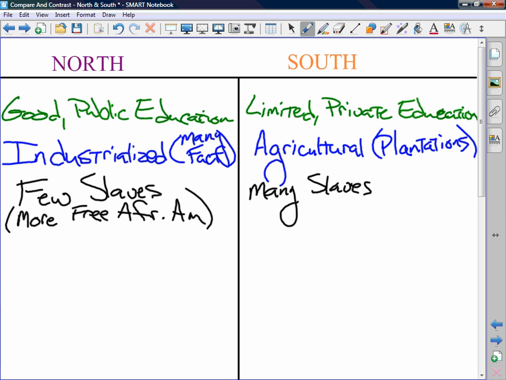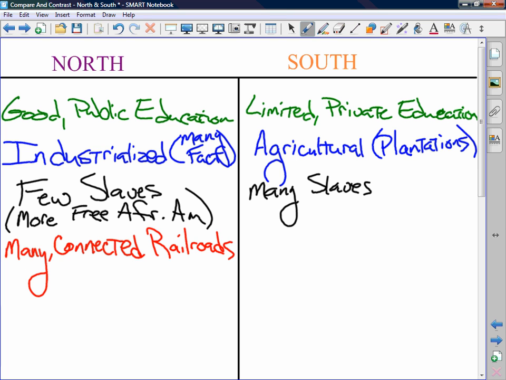How do I want to write that? Yeah, we had many connected railroads in the north. They were long, there were many of them, they were all connected, so you could go from the Midwest all the way to the East Coast. What can we say about the South then, comparing them? Many connected railroads compared to the South.